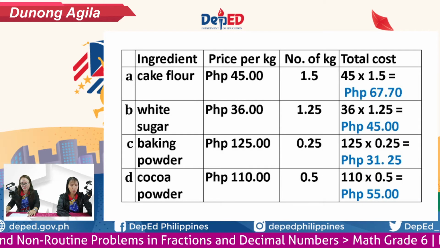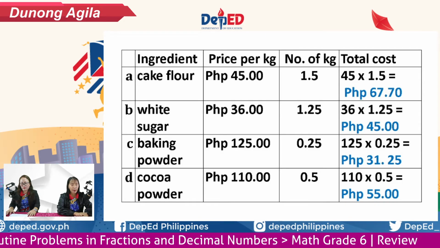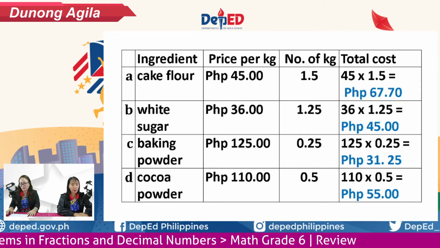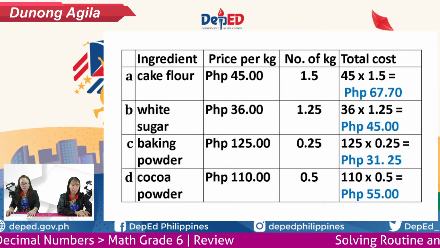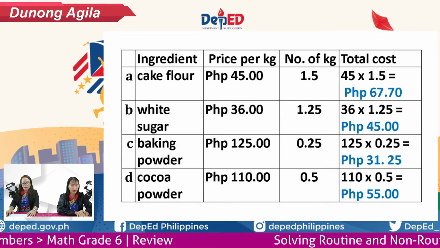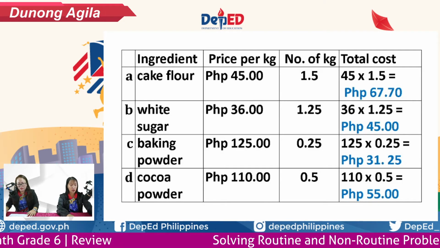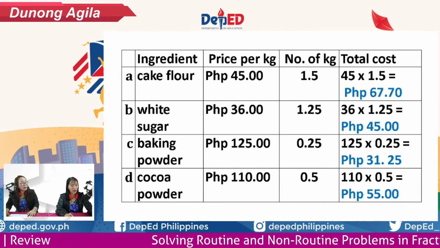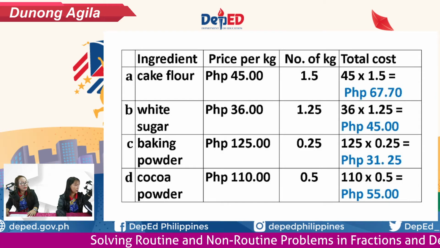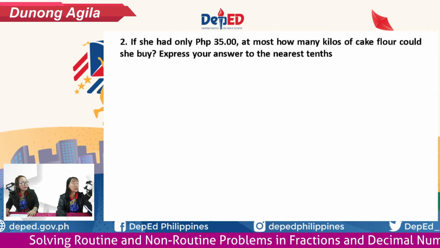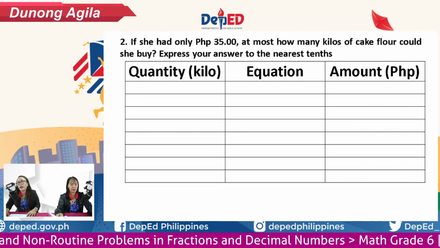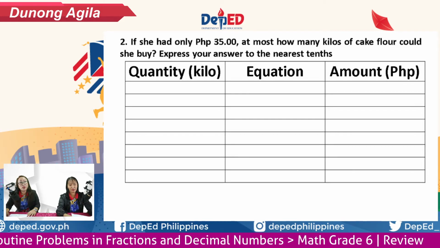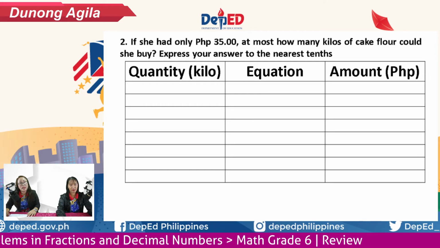Okay, for the second question, pinagdagdag siguro siya ng kanyang mama, baka kulang yung kanyang ingredient. So, if she had only 35 pesos at most, how many kilos of cake flour could she buy? Okay, let us now have our answer. Gagamit tayo ngayon ng table, Ma'am Tin, pero trial and error, combination of two strategies. Table at the same time, trial and error.